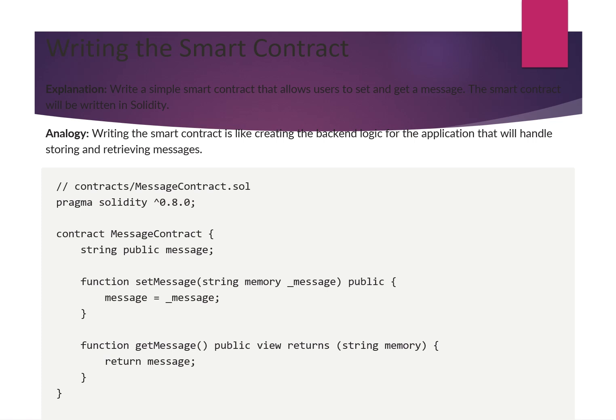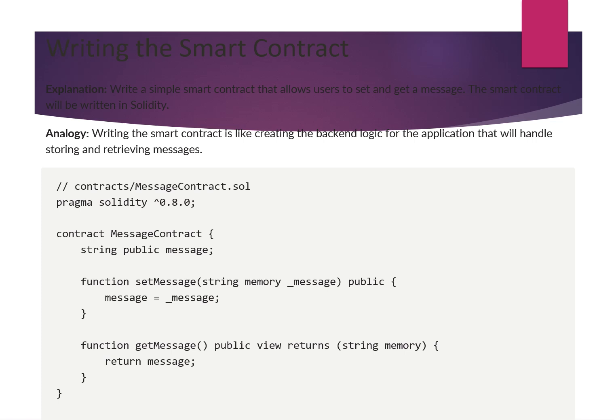Let's break down our code line by line. The first line, pragma solidity 0.8.0, specifies the version of the Solidity compiler to be used. It ensures compatibility with the syntax and features of Solidity version 0.8.0 and above. The next line declares a new contract named MessageContract. Contracts in Solidity are similar to classes in other programming languages.